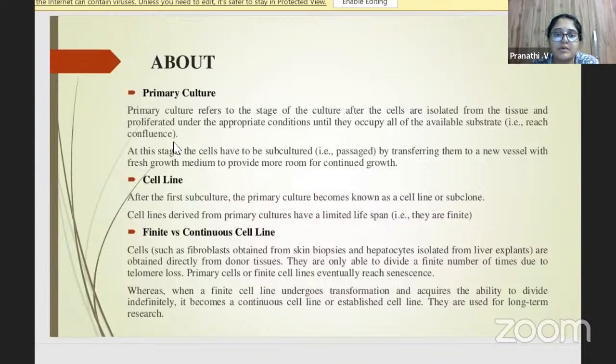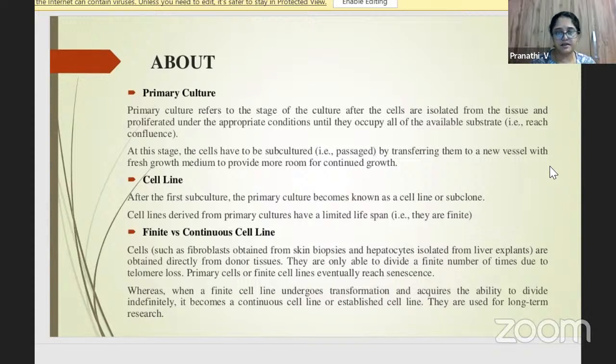So what is it that we're looking at? Primary culture, the cell line, finite and infinite. So primary culture is the starting stage. Basically, cells are isolated from the tissues, appropriate conditions are given, and you're putting it on a substrate. From this, many new cells are grown. From it again, you're going to isolate or subculture. That is, from the primary culture, you're going to take and make it into a separate cell line altogether. So we have finite and continuous cell lines also over here, which helps in giving us according to what we need for our research.